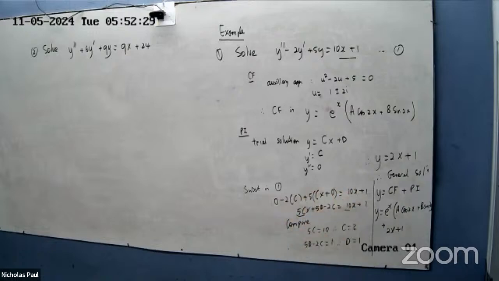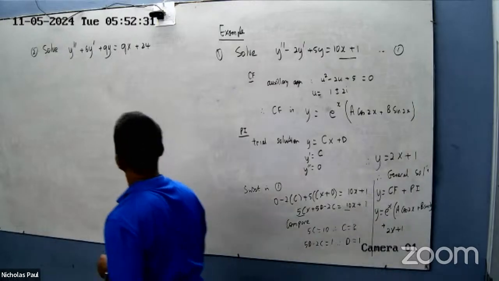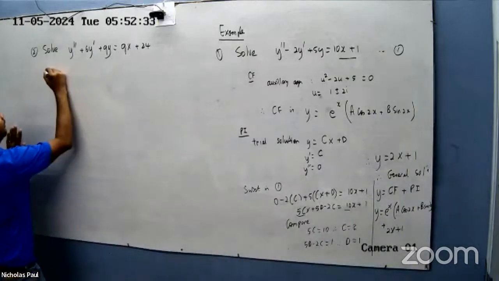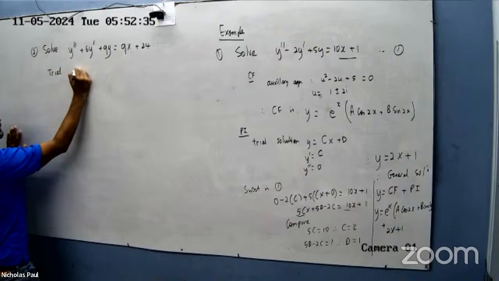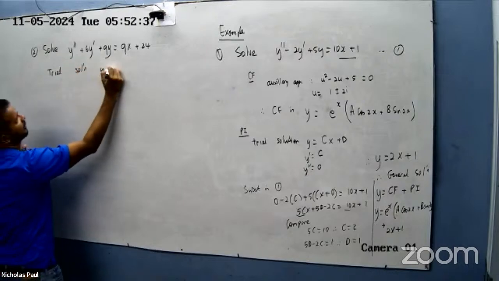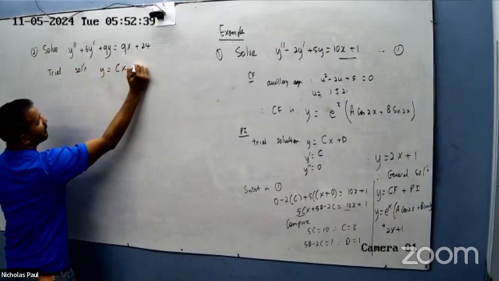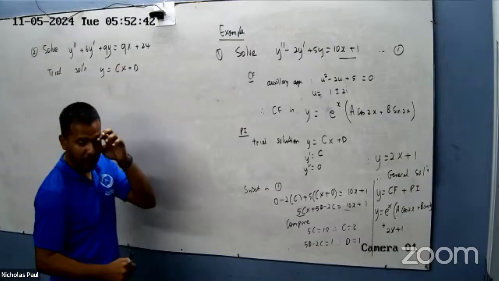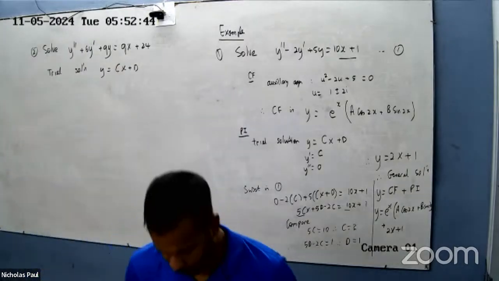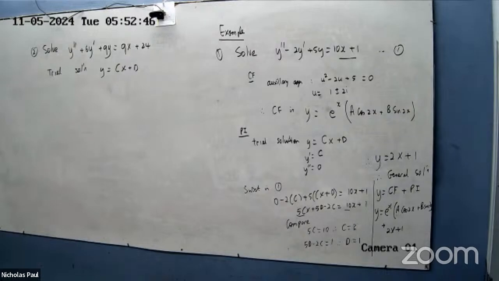Y is Cx plus D. Right, of course, use the trial solution. Y is Cx plus D, right? It's linear, right? I'm going to give you a table for the ones that are not. Can I finish already? So I can see on the equation.